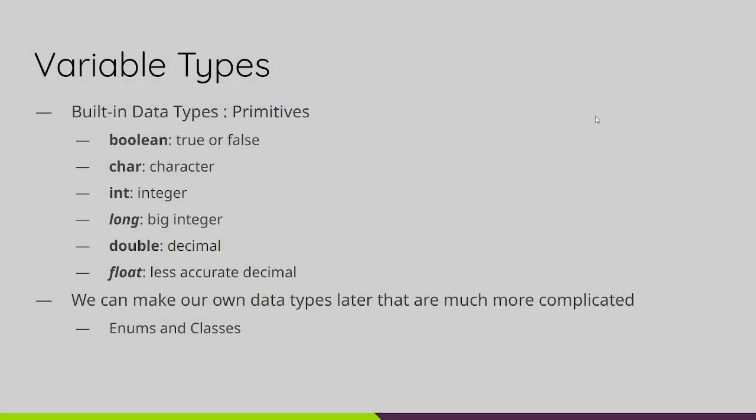Java has two types of variables. We have primitives and we have object variables. For object variables, you have to create classes, like the string, we'll get to that later. Enums are like custom data types, but usually you'd be using primitives, and the different types of primitives are the boolean, which stores true or false, a char, which stores a character, an int, which stores an integer, longs are bigger integers, doubles are decimals, and floats are less accurate decimals. You will primarily be using ints, doubles, and booleans in robotics code.